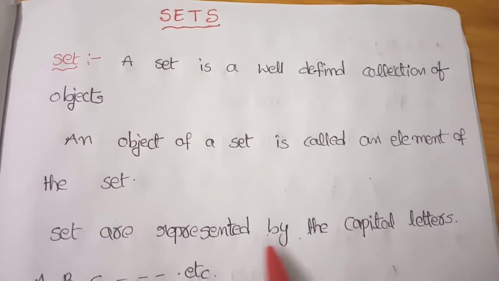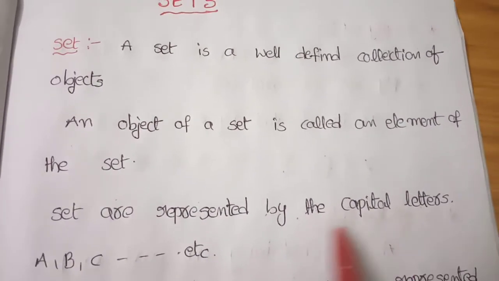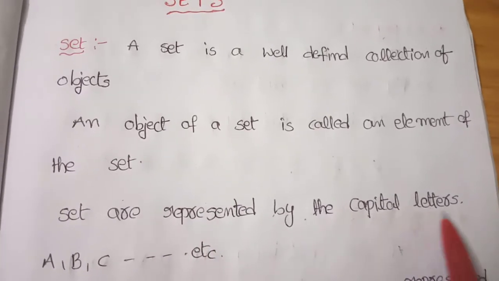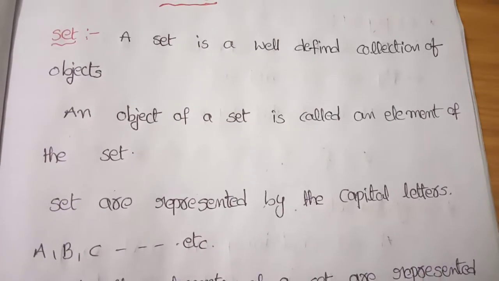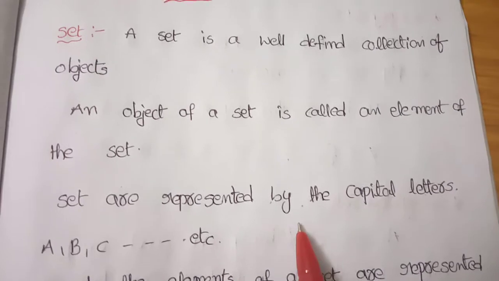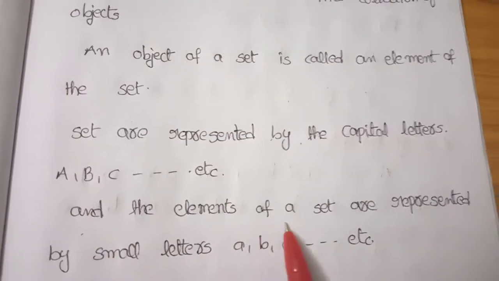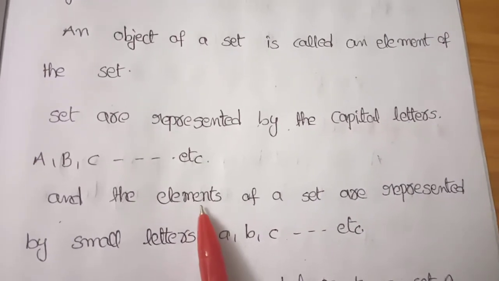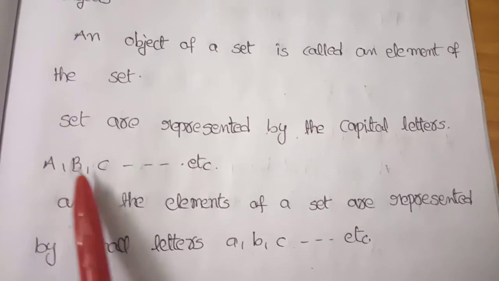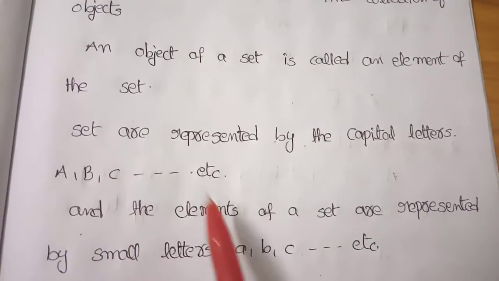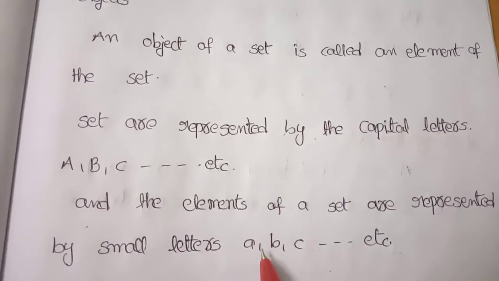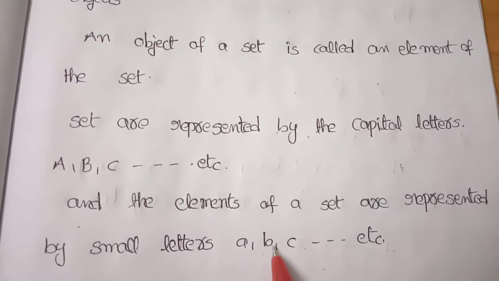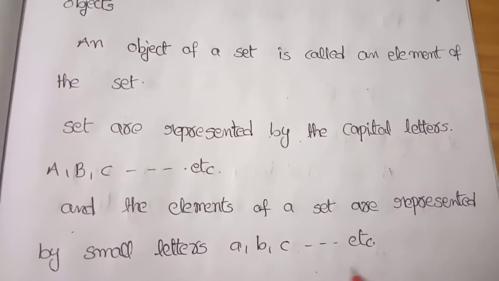Sets are represented by capital letters: A, B, C, D, etc. Okay, understood? Next one. The elements of a set are represented by small letters: a, b, c, numbers, etc.